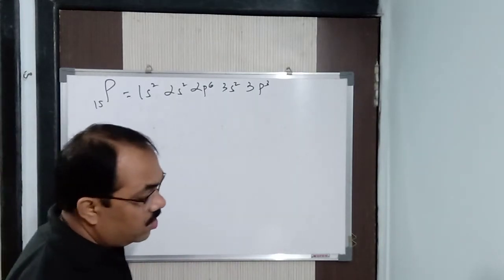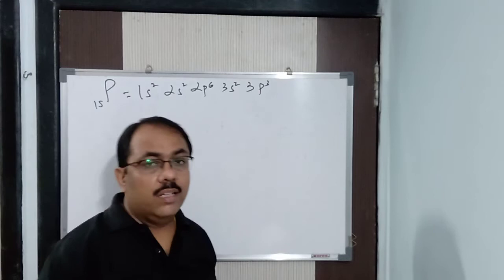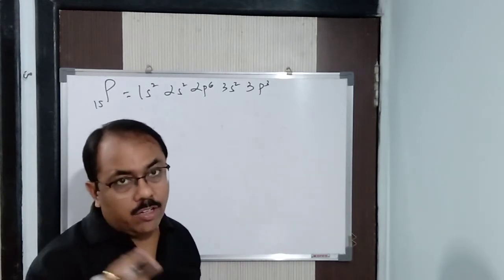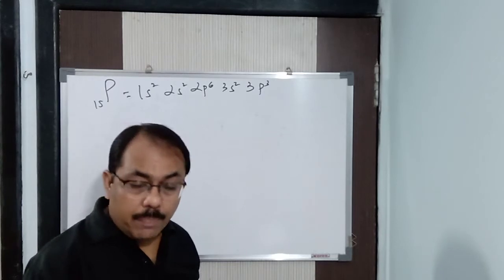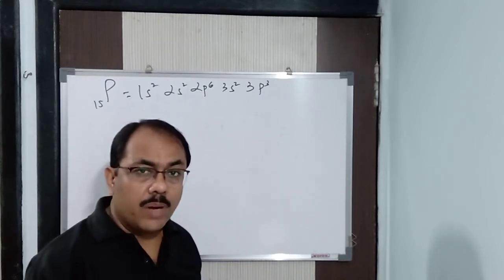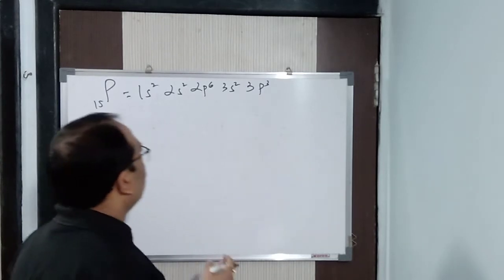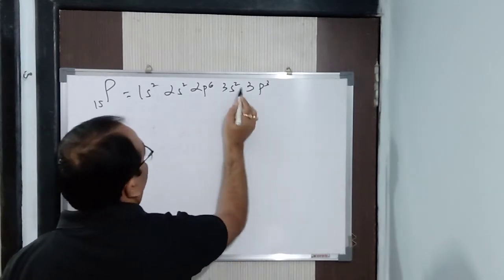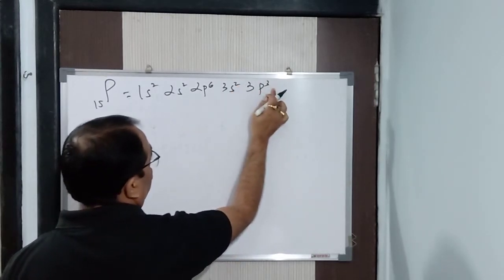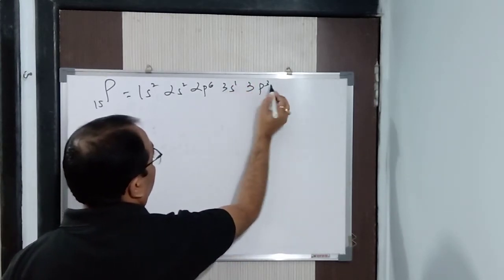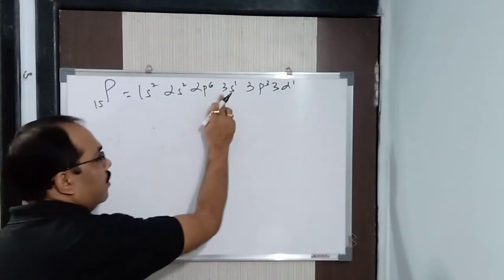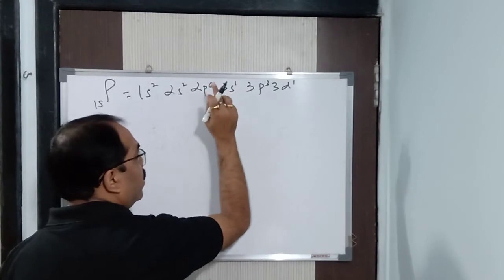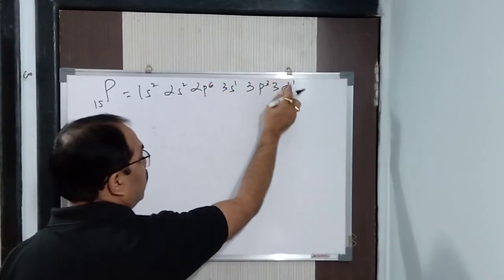I told you that it is not necessary that the electrons should be unpaired. Paired electrons can also participate in hybridization. How? See here. One electron from the s subshell will go to the d subshell. It will be 3s1 and 3d1. One electron jumps from the 3s subshell to the 3d subshell.